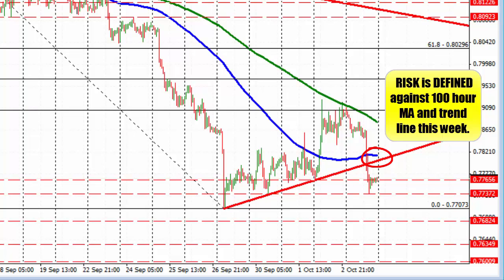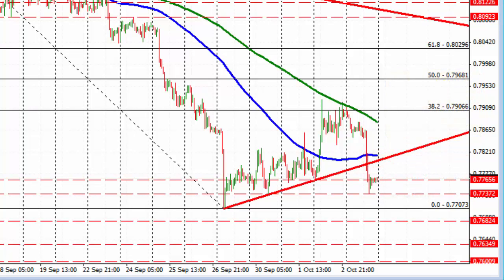If it goes above that level, then we may see another test of the 200-hour moving average, but I don't want to see the price move above this level. That's the closest level. That's my ceiling in trading this week.